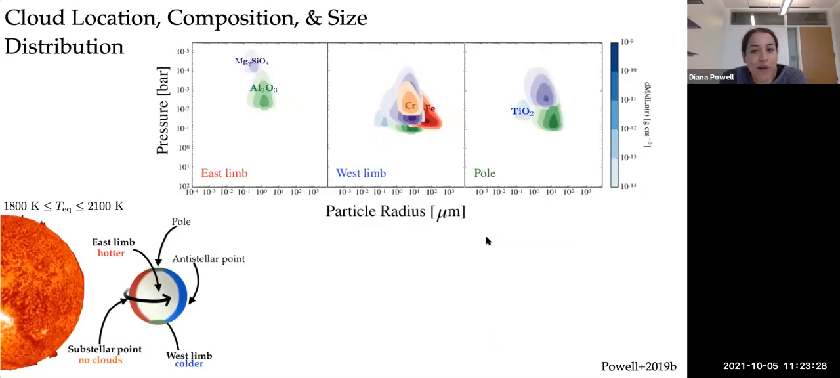And with this framework, we can also predict how clouds will look at different locations on a given planet. So here I'm showing cloud particle mass densities as a function of particle radius and atmospheric pressure, where each color represents a different cloud species. And for this case, we're looking at cloud properties on different locations of a relatively hot Jupiter.